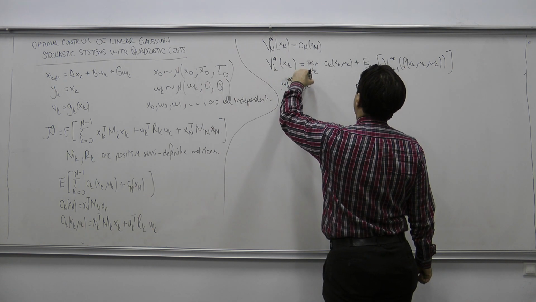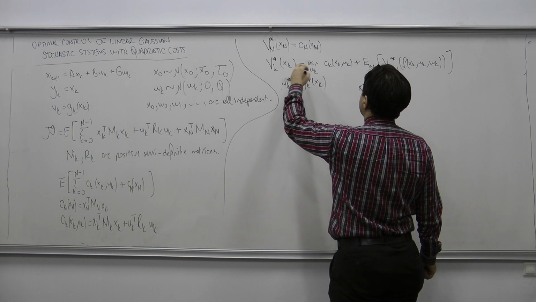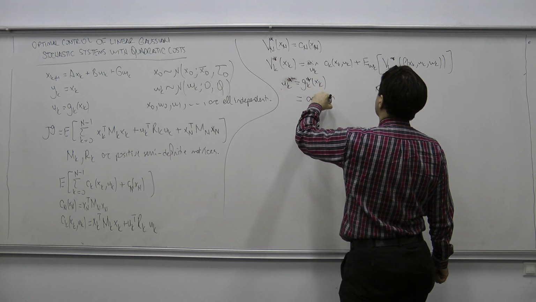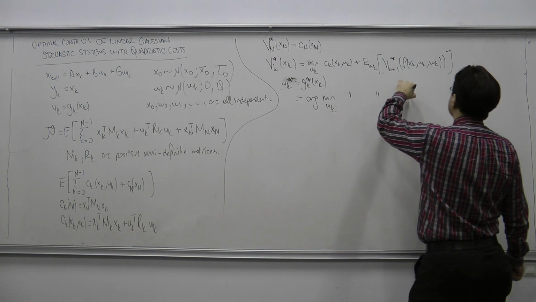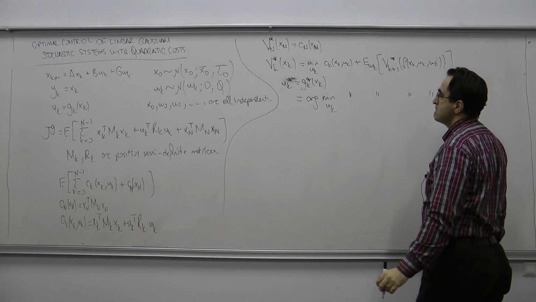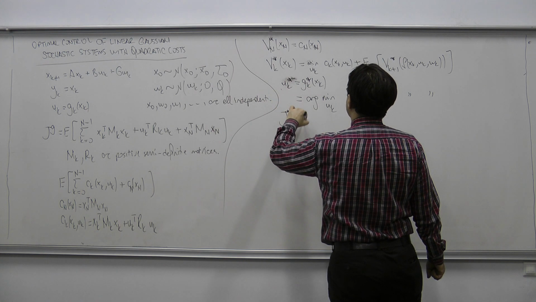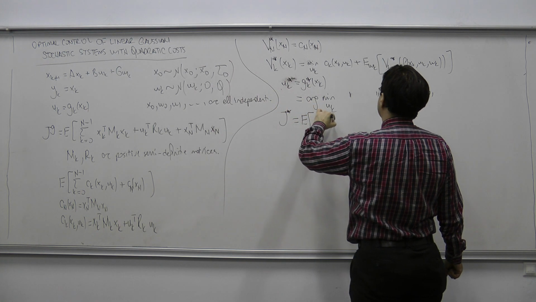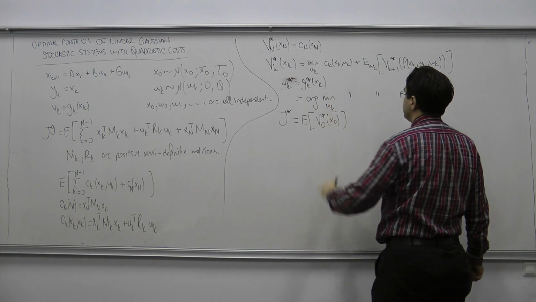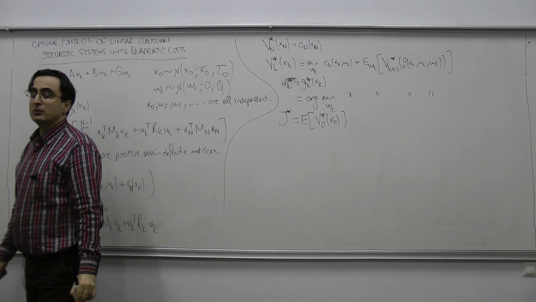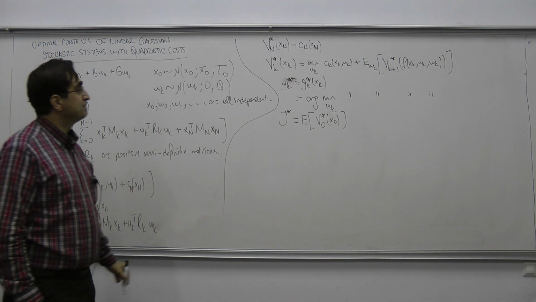And finally, if we would like to calculate the control, uk star is equal to gk star of xk, and it is the argument of the minimum over uk of the same cost function here. Okay? And finally, J star, the optimal cost, is given as the expected value of V0 star of X0. And this expectation is with respect to X0. All right?